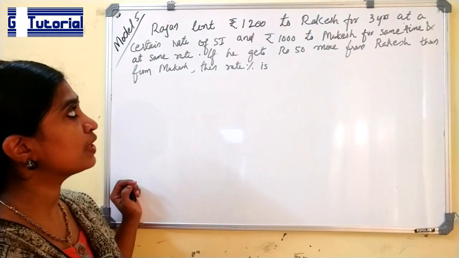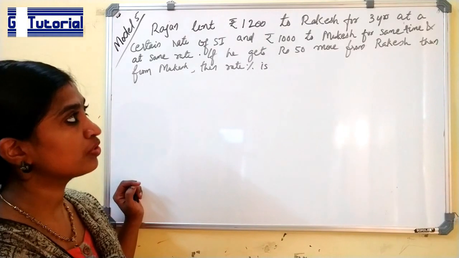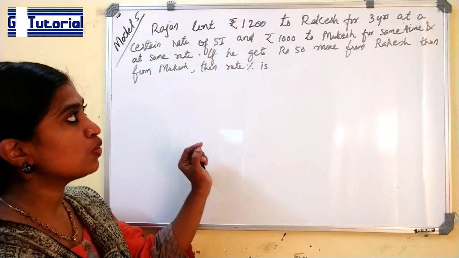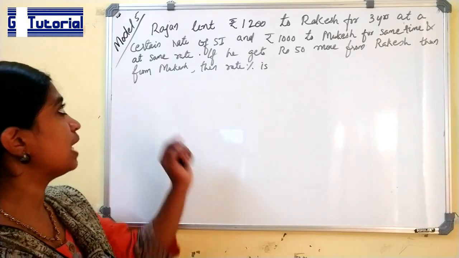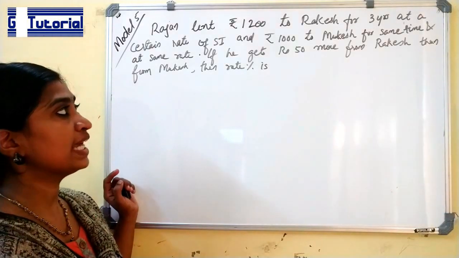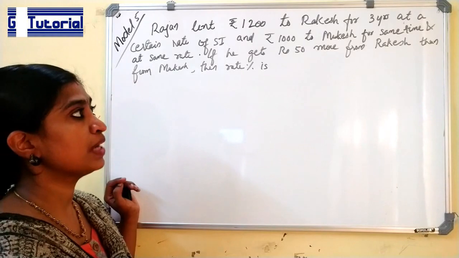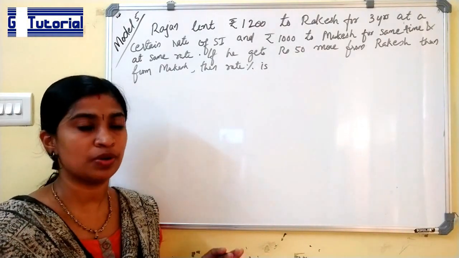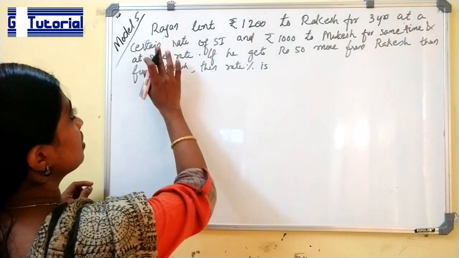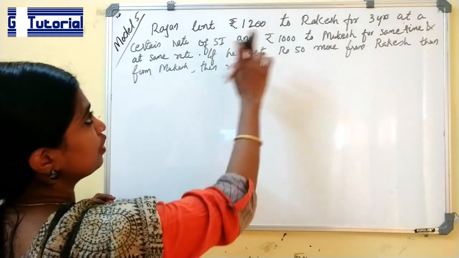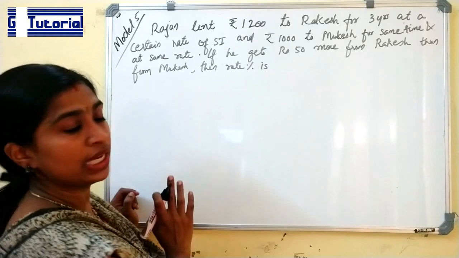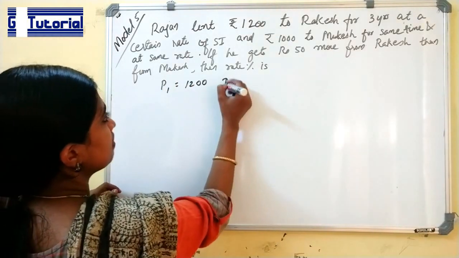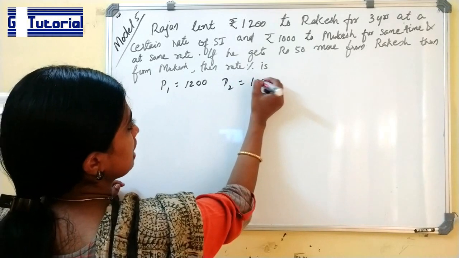Rajan lent rupees 1,200 to Ragesh for 3 years at a certain rate of SI and rupees 1,000 to Mukesh for the same time and the same rate. If he gets rupees 50 more from Ragesh than Mukesh, then the rate is. This is also a similar problem. Here we are given Rajan lent to Ragesh and Rajan lent to Mukesh. So first principal is 1,200. The second principal is 1,000.